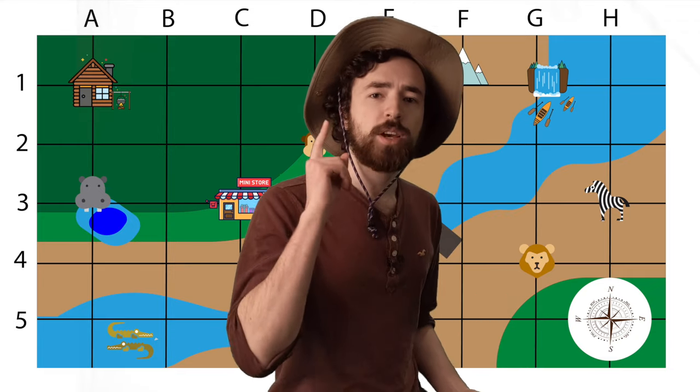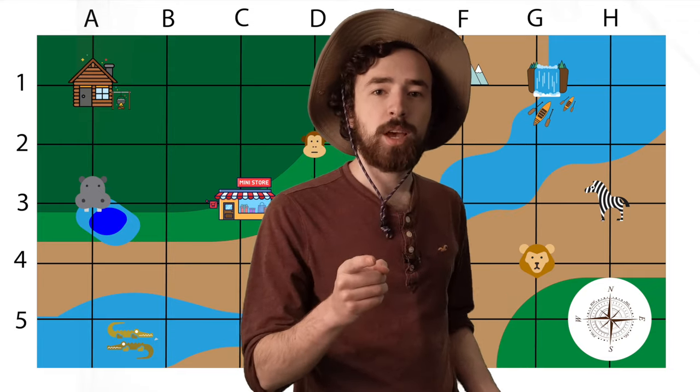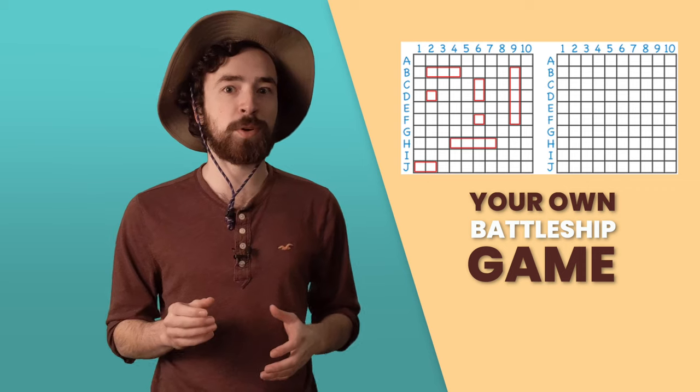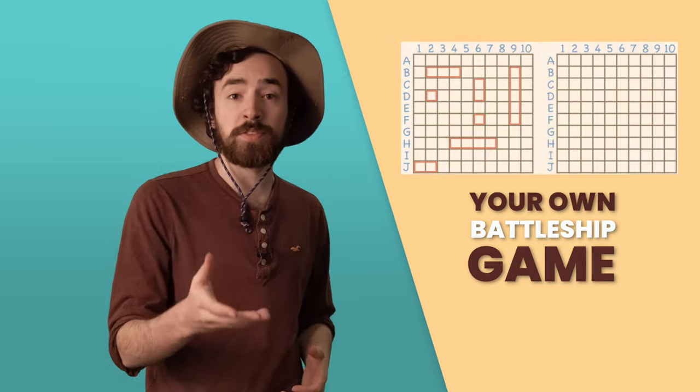If you want to practice your map coordinate skills, you can look for these places on your own. You can look for the lions, the monkeys, the waterfall, the zebra herd, and back to base camp. Another great way to practice is to draw your own battleship grid and play battleship with your friends and family. And also, if you're interested in learning more about grids and graphs, check out our videos about graphing.